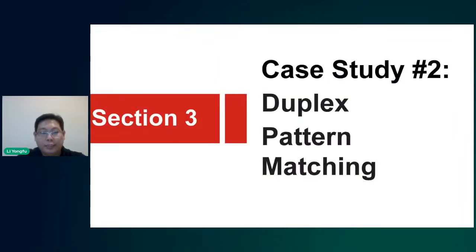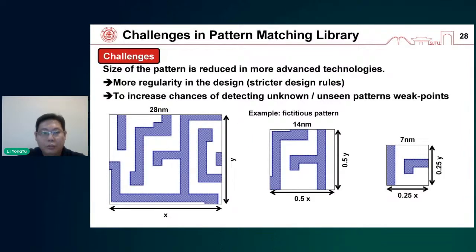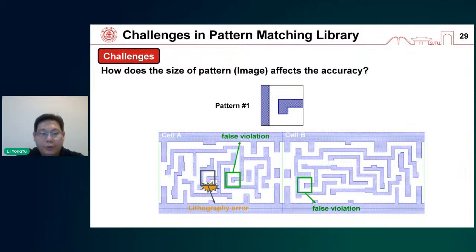So that's why there's another case study that I brought forward, about proposing a new concept called duplex pattern matching. In very layman's terms, it's like a toss and find kind of approach to solving these problems. What's the problem that we face? When we have the same patterns and the same lithography issues, when we scale down the geometrical size, the pattern becomes so small that it can easily create a number of false violations.